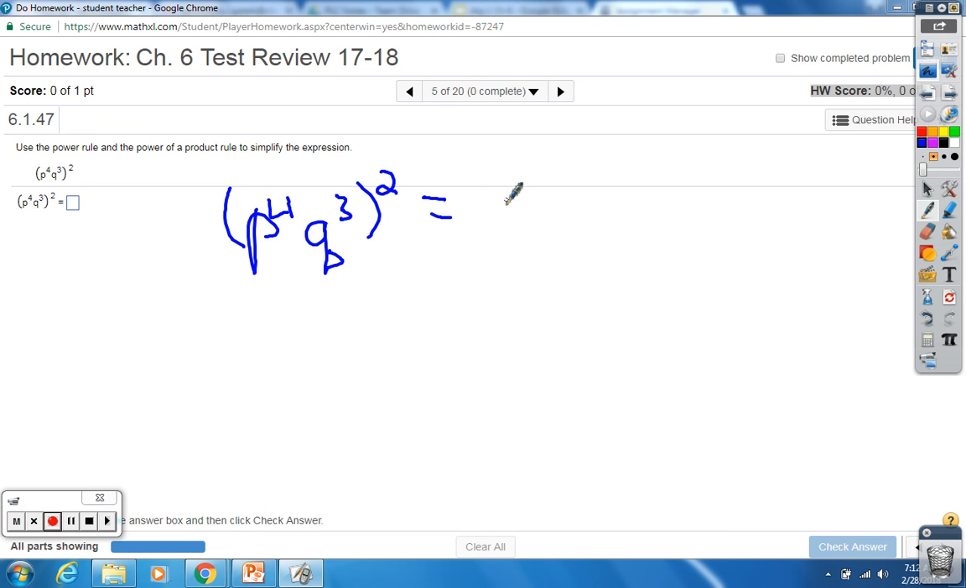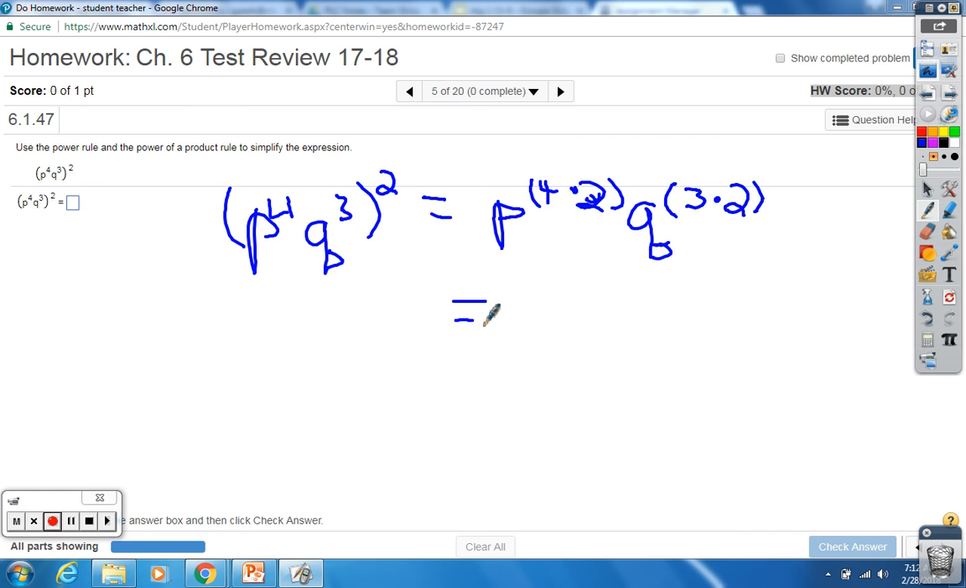So in this case, we would have p, and then when we're distributing this exponent of 2, we're going to have to use the power rule. So that's whenever we multiply exponents, whenever it's a power to a power. So in this case, p will have 4 times 2 in the exponent. And then now we'll have to do the same thing with q. So in this case, we have 3 on the inside times the 2 on the outside exponent.